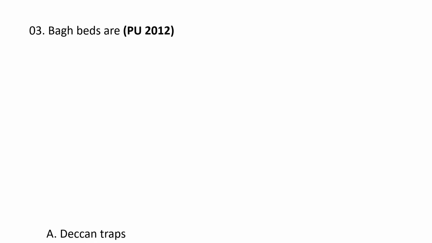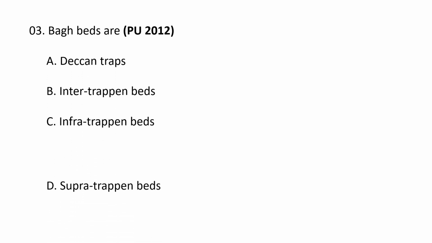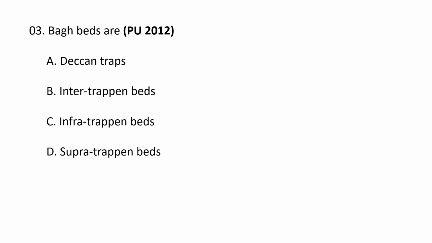Next question. Bark beds are A. Deccan traps, B. Intertrappean beds, C. Infratrappean beds, and D. Supratrappean beds. Bark beds are infratrappean beds, and these are associated with the Deccan traps in the Narmada Valley, and they are generally classified as infratrappean marine deposits, meaning they lie below the basaltic flows of the Deccan traps. And intertrappean beds, on the other hand, are sedimentary deposits in between the successive basalt flows of the Deccan traps. So bark beds are infratrappean beds. C is the correct option.